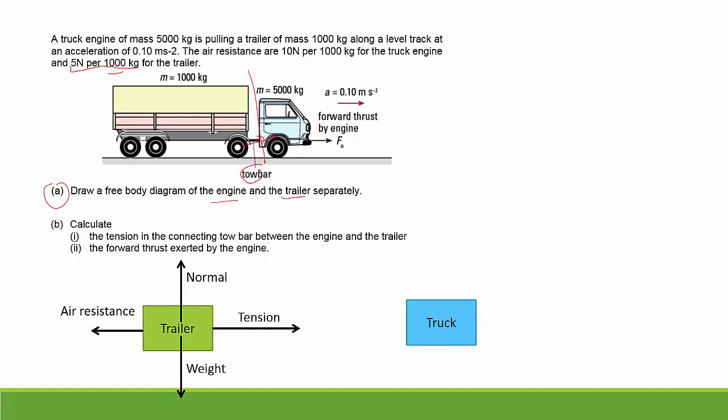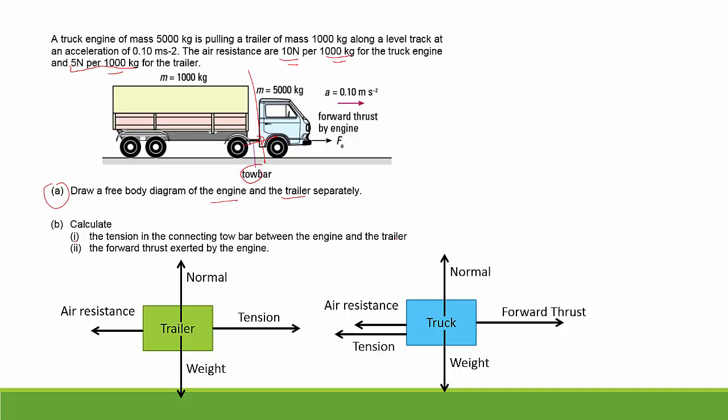And let's draw for the truck or the engine. So there's weight and there's a normal force. There's air resistance, okay, which is slightly different. It's 10 Newton per 1000 kilo. And of course, there's this forward driving force. There's one more force that is actually holding the truck back, which is the tension. In this case, the tension is pulling the truck backwards. Okay, so this is the free body diagram.